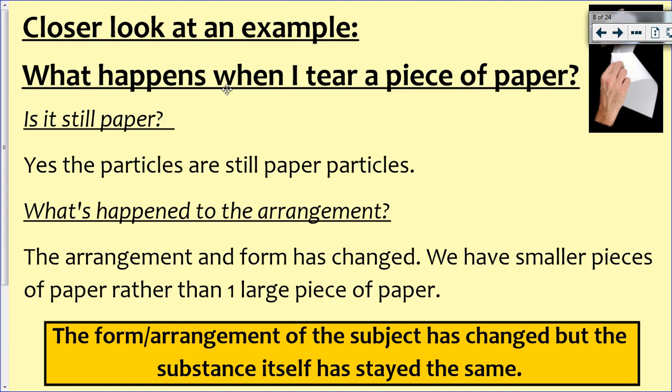So let's look at another example. What happens when I tear a piece of paper? So we're going to look at this in a bit more depth. Is it still paper? Yes, the particles are still paper particles. What happens to the arrangement? The arrangement and form has changed. We have smaller pieces of paper rather than one large piece of paper. So the form and arrangement of the subject has changed, but the substance itself has stayed the same. So this is just a physical change.